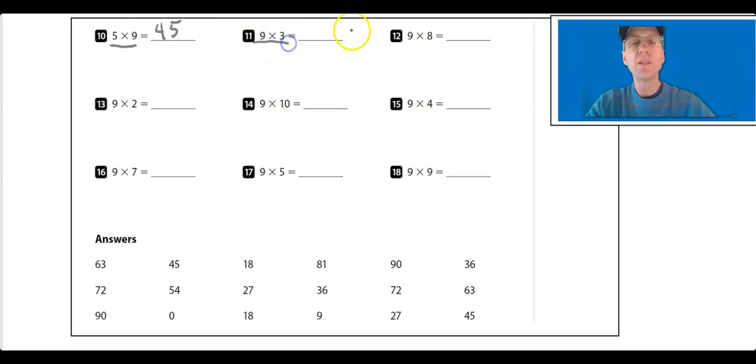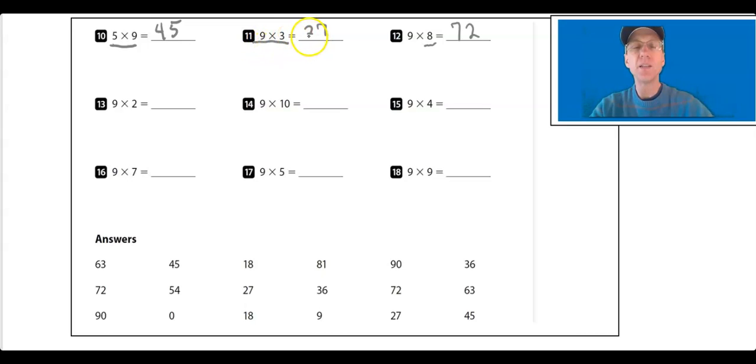9 times 3, that's a 3 fact, so you just think of this as 3 times 9. That's something you already know. 9 times 8, that's a tricky one, but wait a minute. Let's use our trick. 8 minus 1, 7. 7 plus what is 9? Remember, in the 9s, those two digits, 7 plus 2, equals 9.